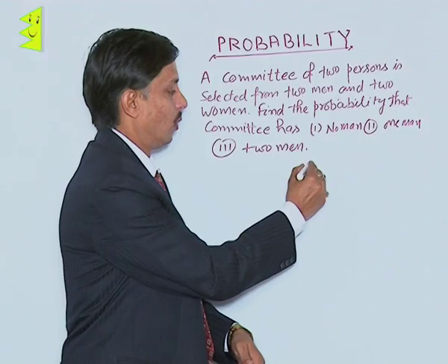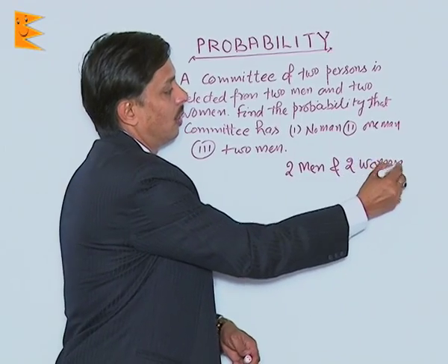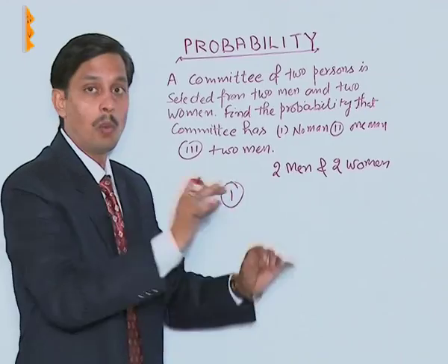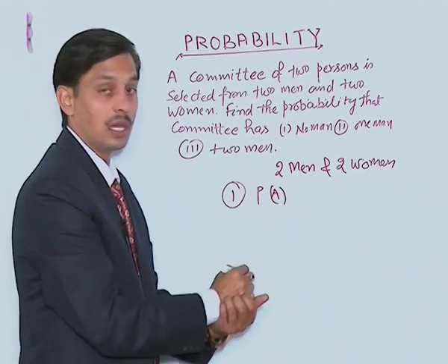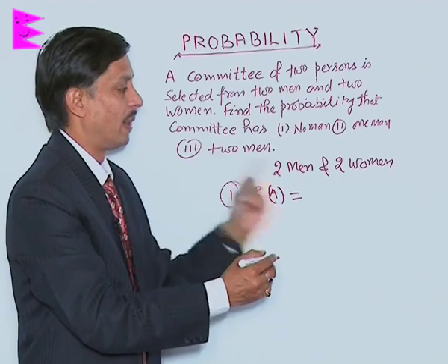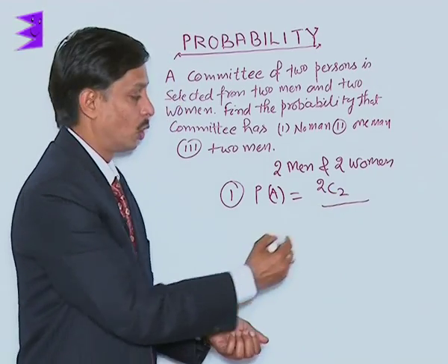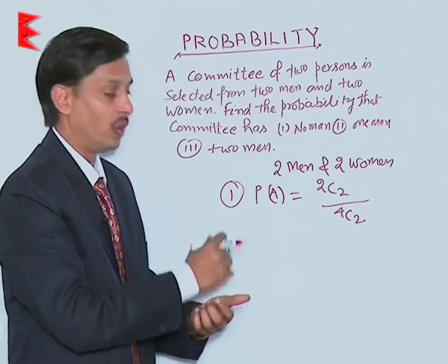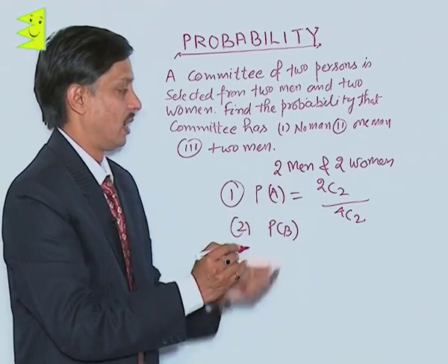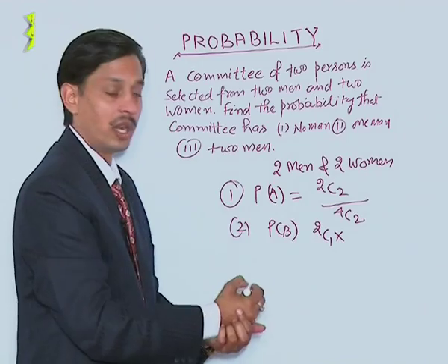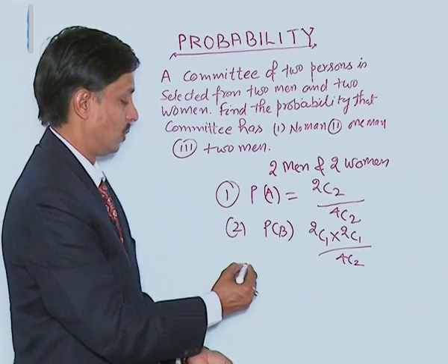We have how many men? First of all, we have 2 men and we have 2 women. So in case number 1, there is no man in the committee. Suppose this event is A, probability that there is no man. It means out of 2 women, both are to be chosen, 2C2, but total is 4C2 because out of 4 we have to take 2. Second, I name this event B, 1 man, that is 2C1. If one is the man, the other is the woman, that is 2C1, but total chances are 4C2.